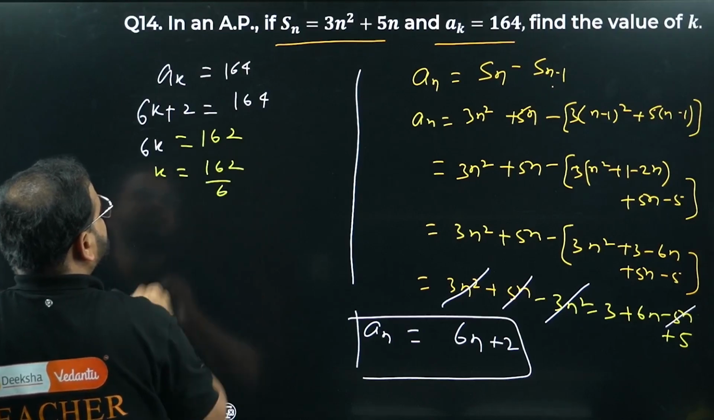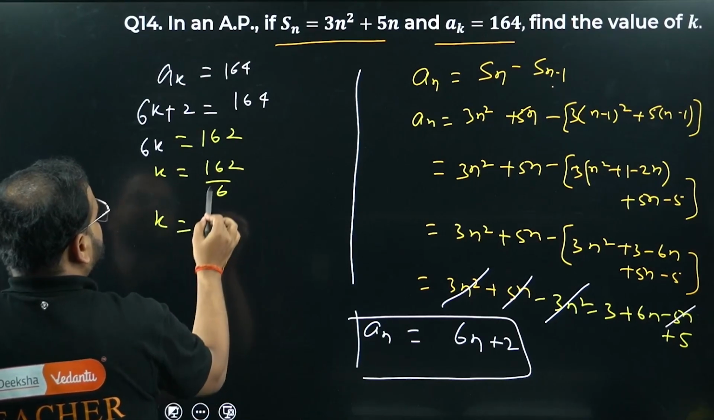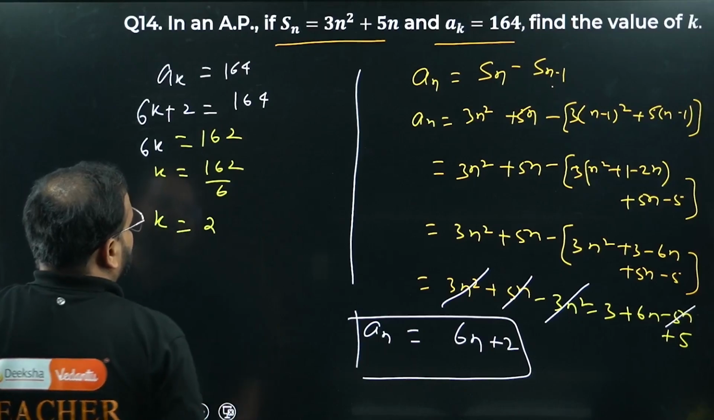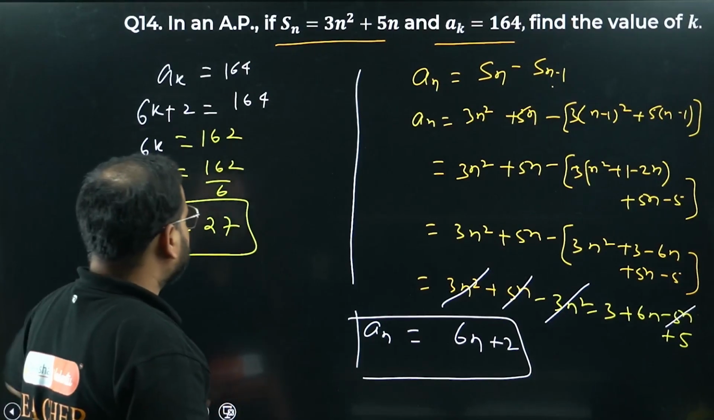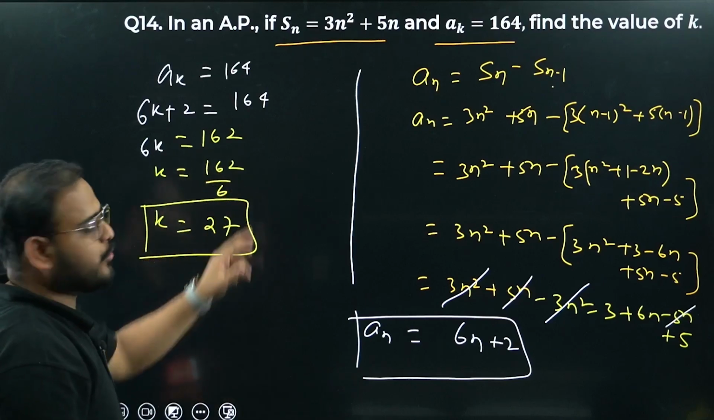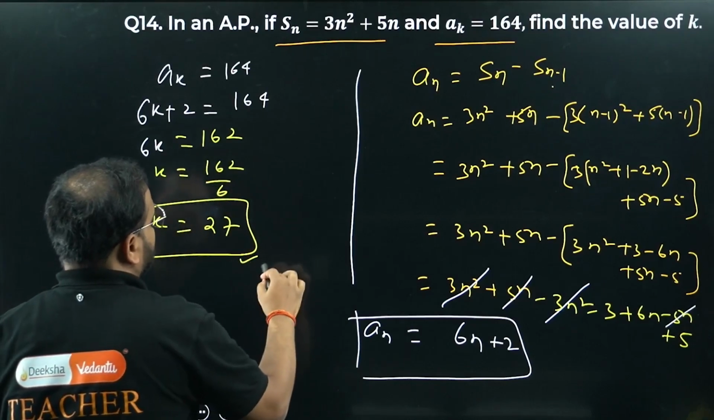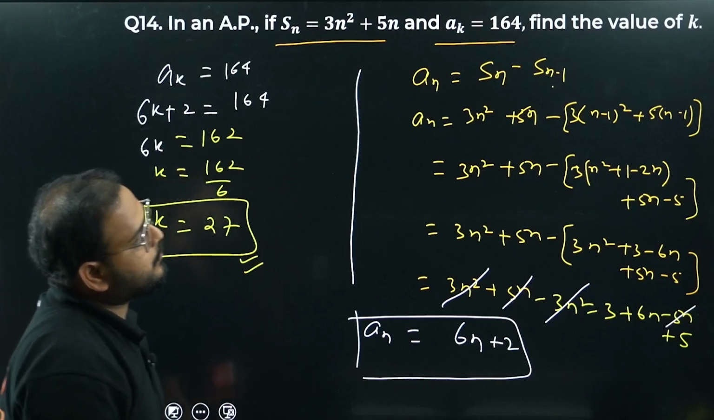162 upon 6. Check here. K equals to what, bacha? 6 times 2 is 12. I have 4. 6 7s are 42. 6 1s are 6. So 6 to 12, I have 4. 6 7s are 42. Answer is what? K equals to 27 is my answer. So value of k is 27.